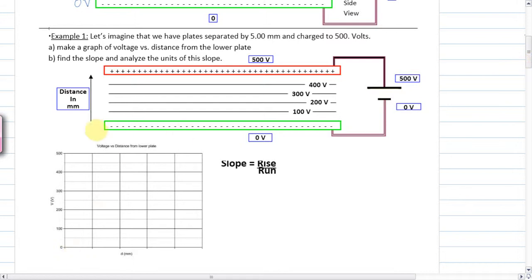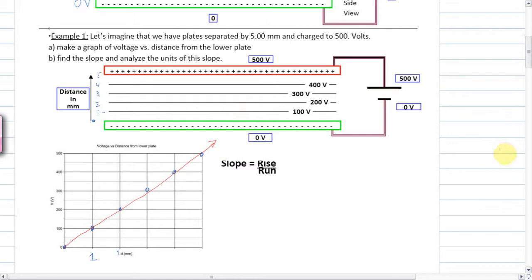At the bottom plate here, if we measured it, it would be at 0 volts. And at 1 millimeter, it would be, we'll say this is 5 millimeters apart, right? It is 5 millimeters apart. So that's 1 millimeter, 2 millimeters, 3 millimeters, 4 millimeters, and 5, we reach the other plate. We're going to have a point here of 100 volts, and at 2 millimeters, it'll be 200 volts. And you'll see that we get a direct, nice linear relationship.